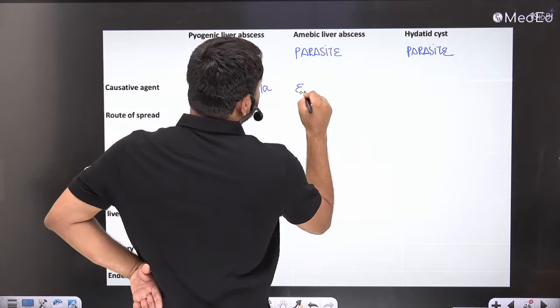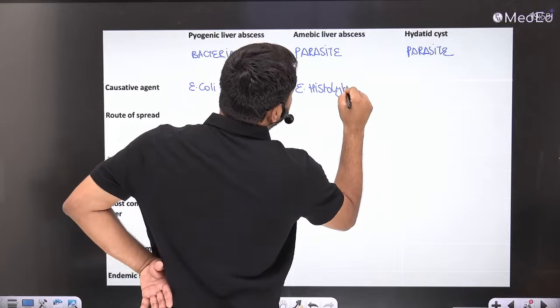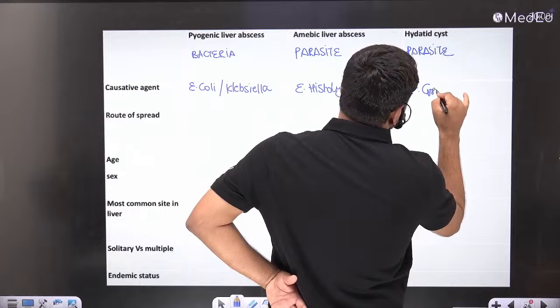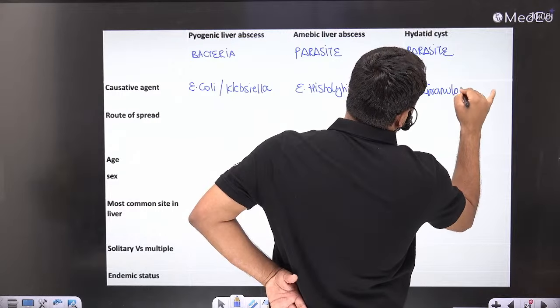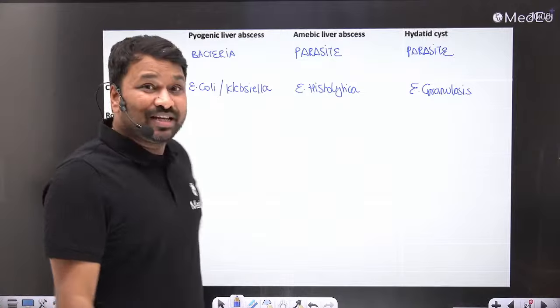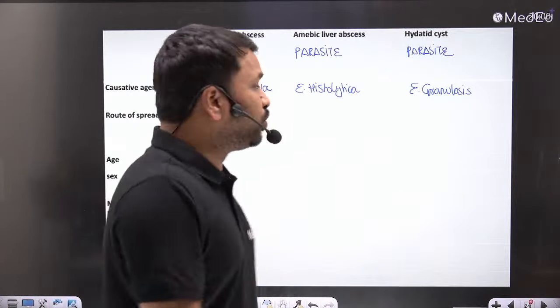Amoebic liver abscess is caused by Entamoeba histolytica. Whereas hydatid cyst is caused by Echinococcus granulosus. How do these organisms reach down to the liver? Who is pushing or assisting them to go to the liver?